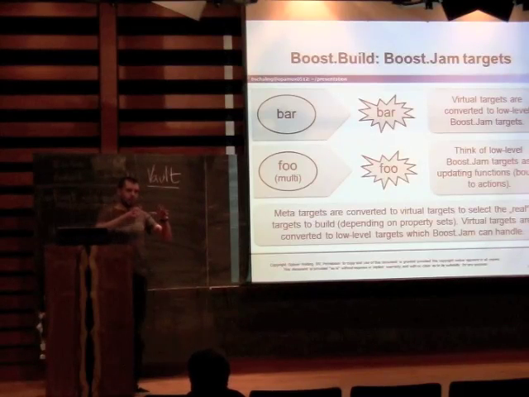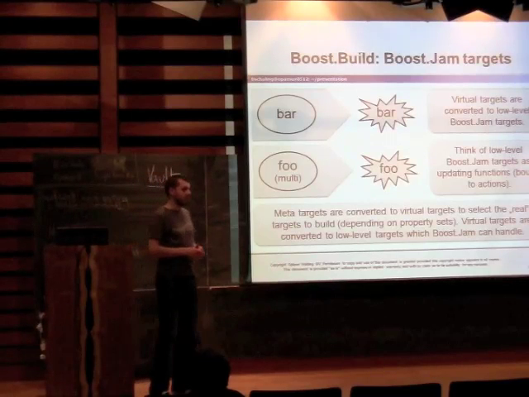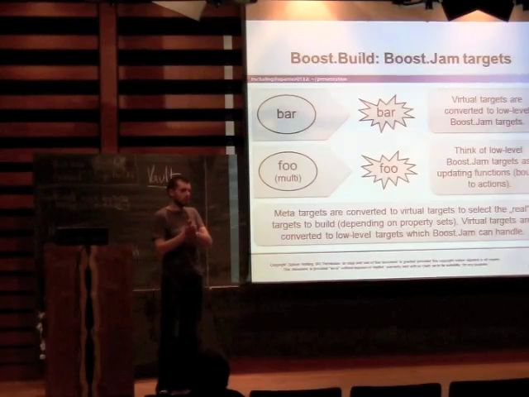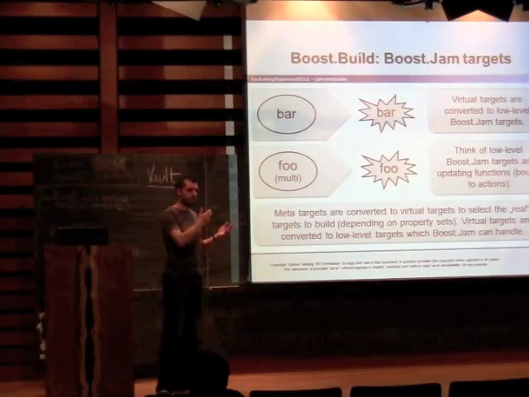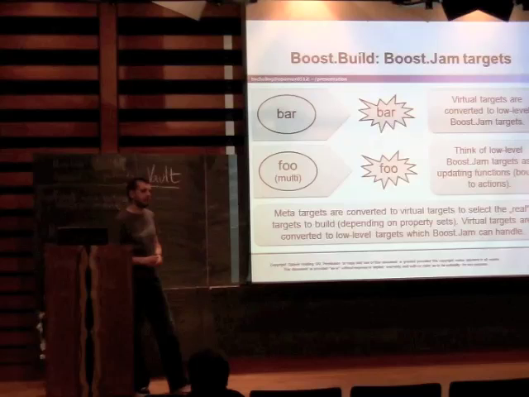When we look at the Jam file, we define meta targets, and these are called meta targets because when we have a Jam file with a target, it doesn't mean that everything is built. Depending on the properties, meta targets generate virtual targets, and those virtual targets which have been generated, we are still at the Boost.Build level, are converted to lower-level BGM targets, and that is something Boost.Jam can handle.